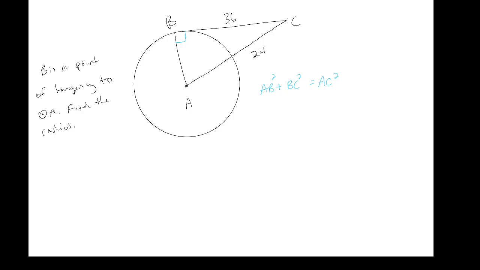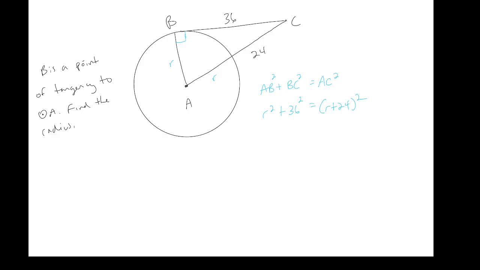But here's what we don't know. We want to find the radius. That's this guy, AB, which is R, which is also this same segment right here, R. So when we go back through here, AB squared is really R squared plus BC squared. When we substitute in the values we have for these segments, BC is really equal to 36 squared, and AC is equal to R plus 24 squared.